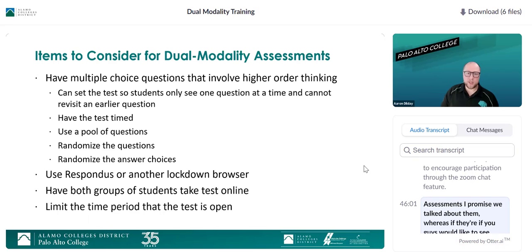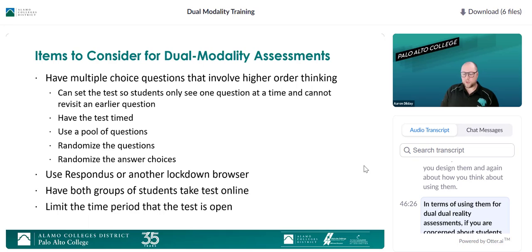Assessments, I promise we talk about them. We're going to zip through it. If you guys would like to see these slides afterwards, we can provide them. But just to quickly go over this, multiple choice questions. Some people say they're great, some people don't like them, but at the end of the day, they can be used effectively. It's all about how you design them, and again, about how you think about using them.